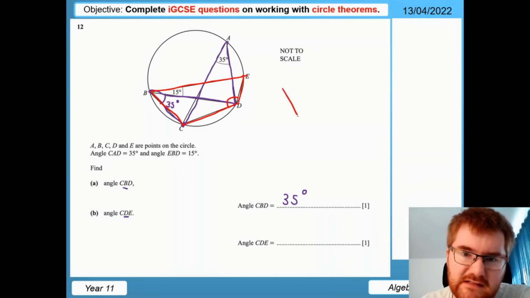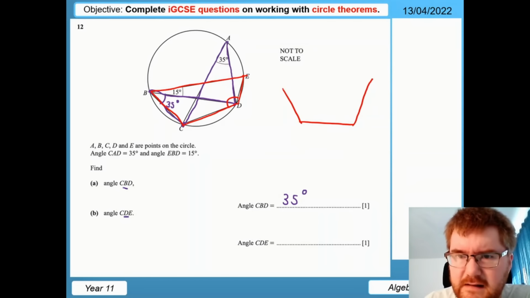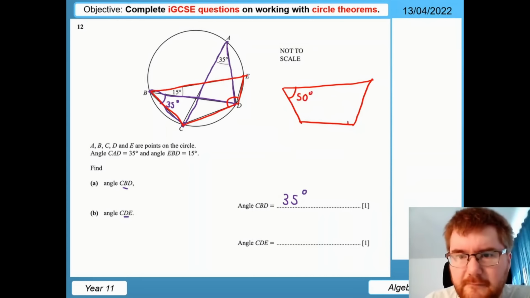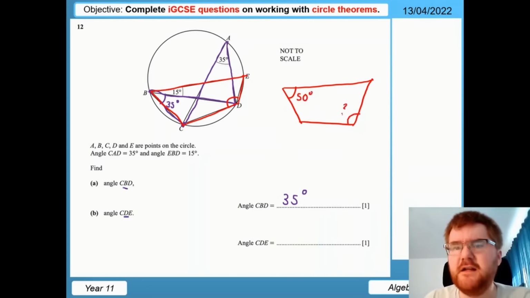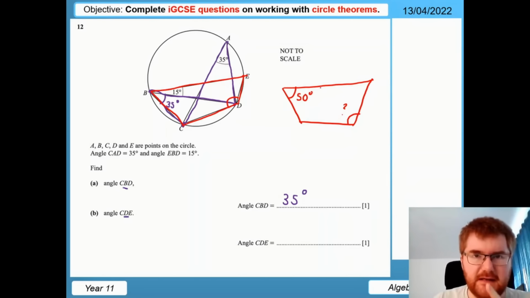So if I draw this out slightly separately, just so you can see a little bit more clearly exactly what's going on, we're focusing on this shape where this angle together is equal to 50 degrees. And we're looking for the angle opposite. Okay, so once you've drawn it out like this, it becomes much more clear that this is going to be a cyclic quad, and then we just do our usual process.